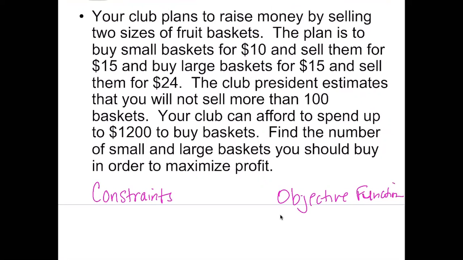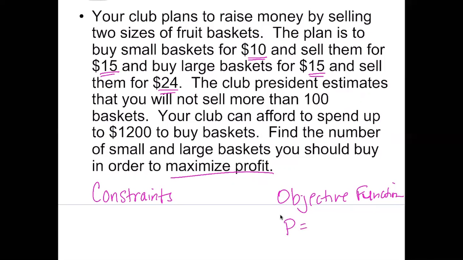Okay, so when we are looking at this, it's saying that we're going to buy the small ones for $10 and we're going to sell them for $15. We're going to buy the large baskets for $15 and we're going to sell them for $24. Your objective function is talking about what you're wanting to happen. We're wanting to maximize our profit. So we're going to say P equals, so we're trying to maximize this profit.